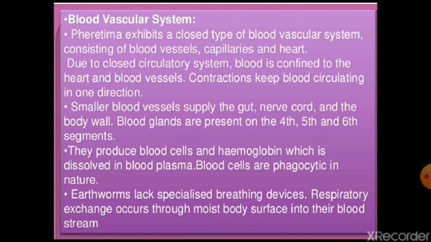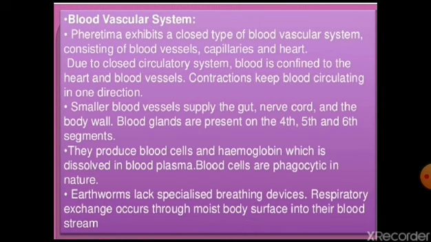The gut region, nerve cord, and the body vessels are supplied by smaller blood vessels. There are certain blood glands present in fourth, fifth, and sixth segment which are meant to produce blood cells and hemoglobin, which is dissolved in blood plasma. Blood cells also are phagocytotic in nature. That means they perform the function of phagocytosis and help the earthworm in immune responses.